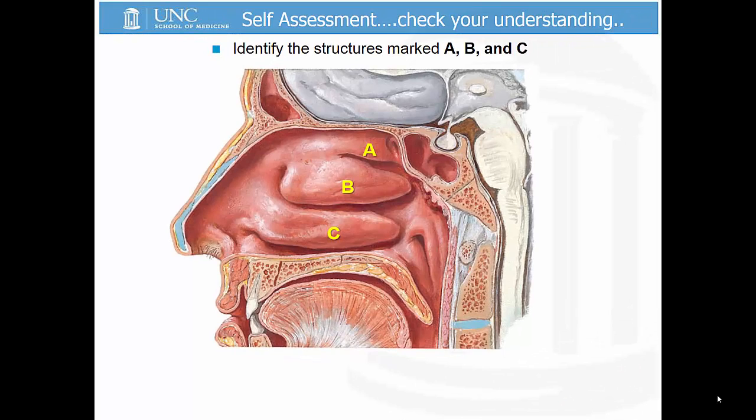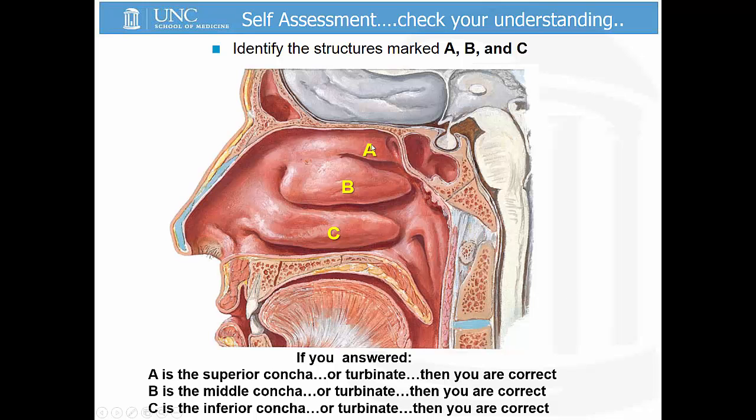Let's consider a self-assessment so that you can check your understanding. Identify the structures marked A, B, and C. If you answered A is the superior, B is the middle, and C is the inferior turbinate, then you are correct.